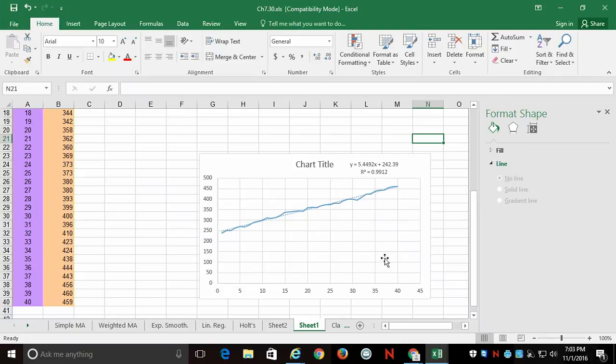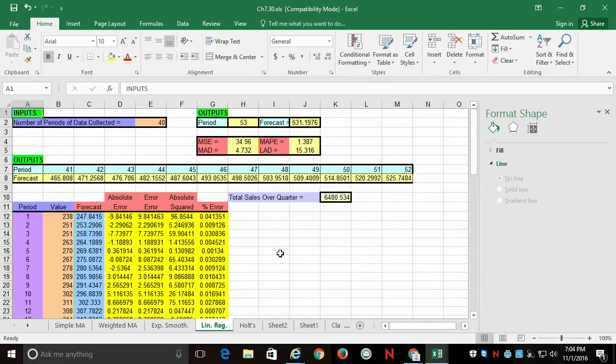Why is it different? Because we're thinking this thing has trend, so it's going up by about 5,500, since it's in thousands, every week. I think that's what they've done here. You see every week, 41, 42, it's about 5.5 different.